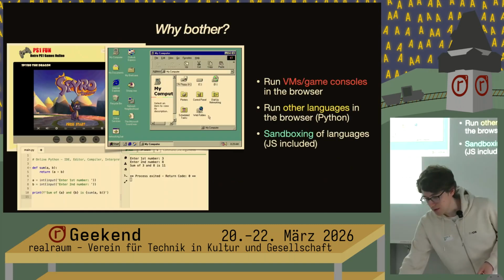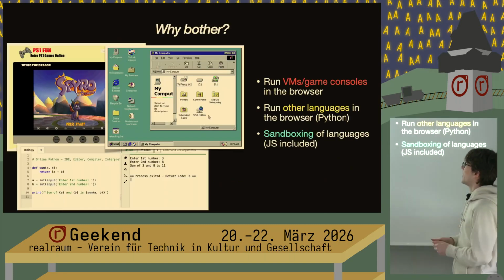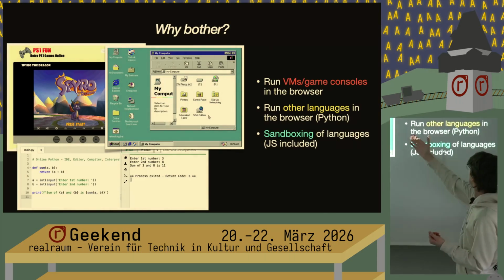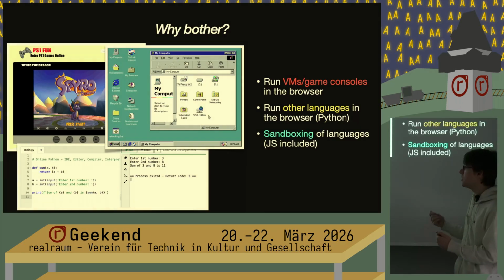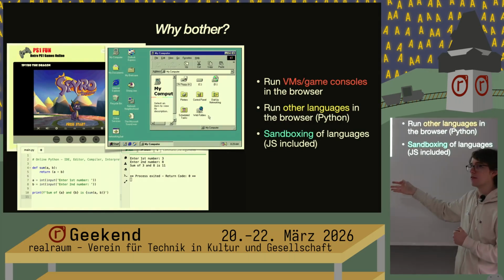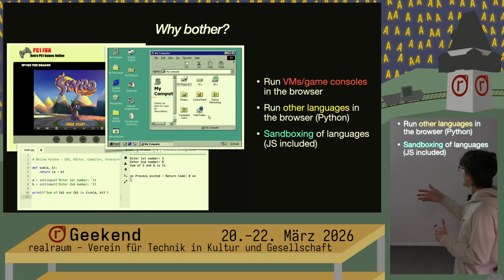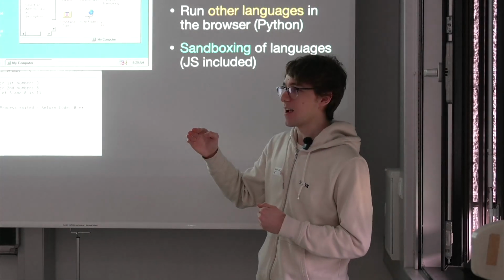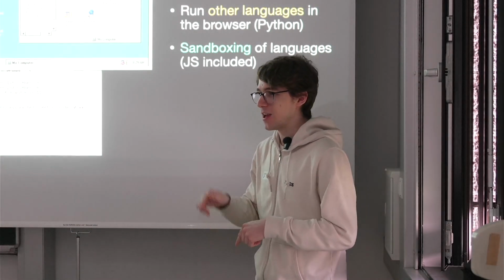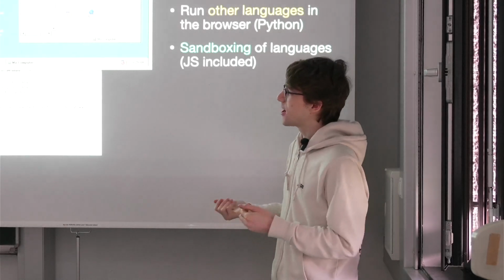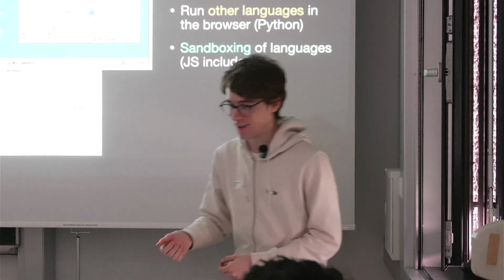And you might ask, why should we bother? Because we can do some very cool stuff. We can run virtual machines or game consoles at very high speed in the browser, or we can run other languages. So, for example, we can run Python in the browser and have it actually run fast. And also, we can even do sandboxing. We can create a web page that executes JavaScript, but the JavaScript that it executes cannot affect the JavaScript outside. It's a bit of an edge case and there are better ways of doing that, but that's another fun thing to try.